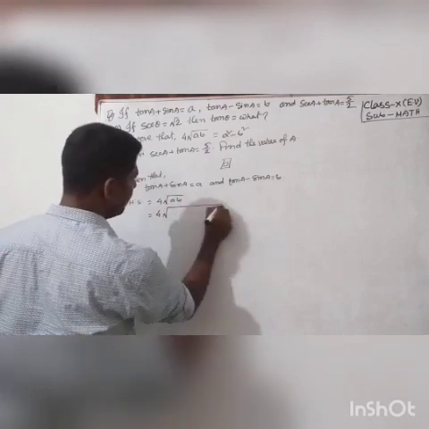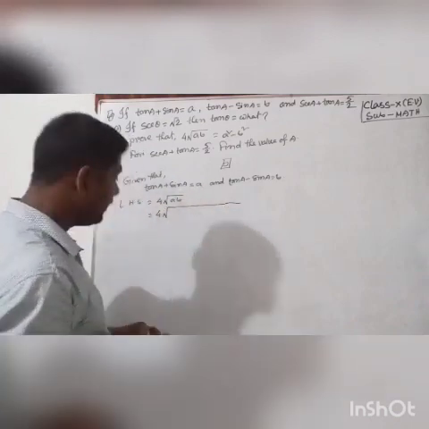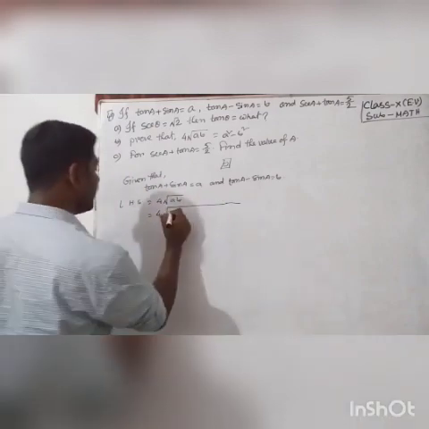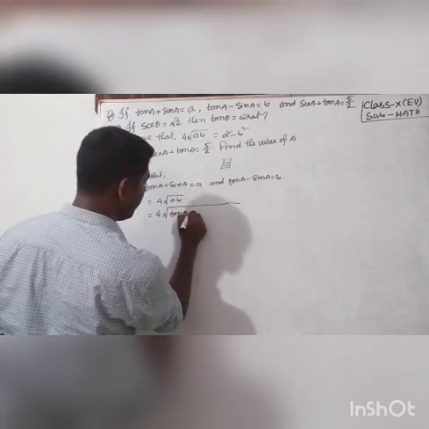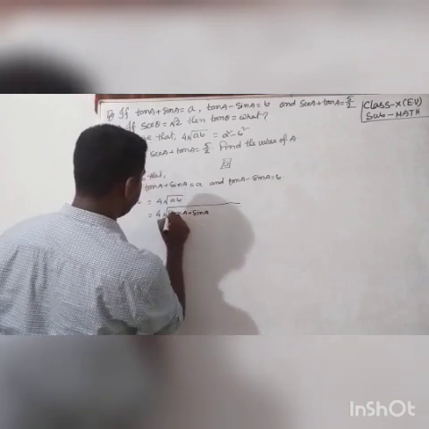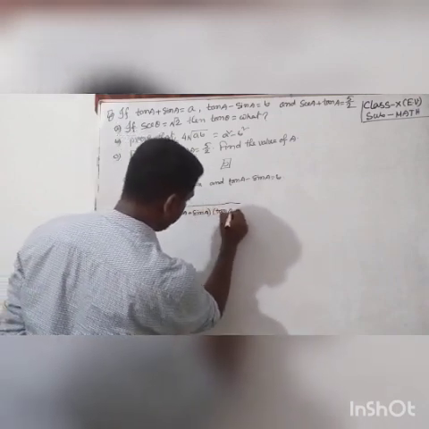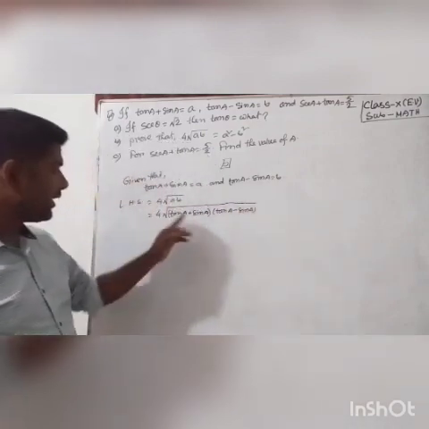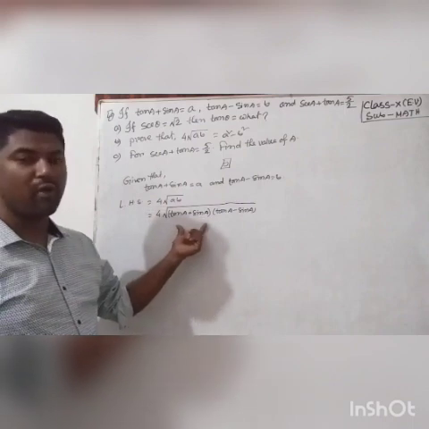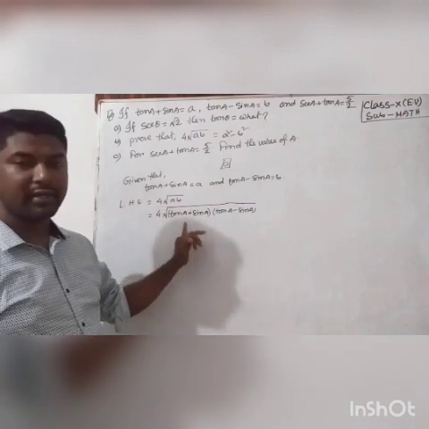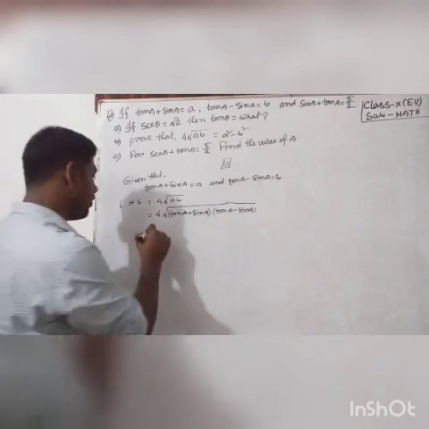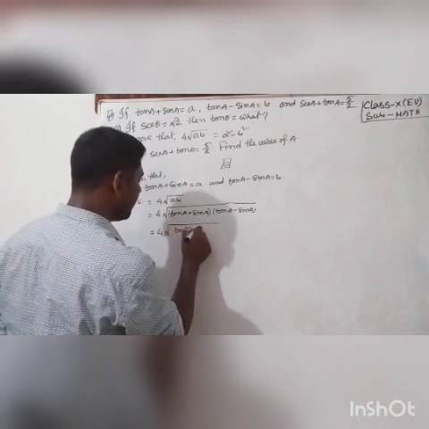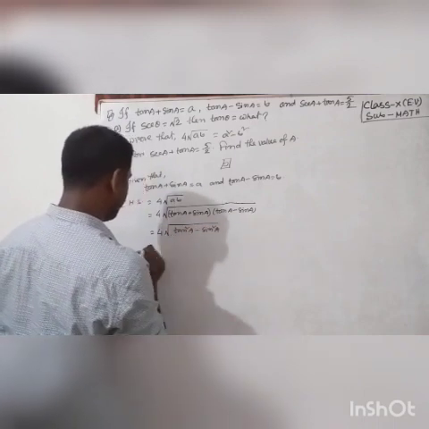Now putting the value of a and b. Here a is tan a plus sin a and b is tan a minus sin a. So we can write tan a plus sin a into tan a minus sin a. Now you look, it is the formula of a square minus b square. So we can write tan square a minus sin square a.